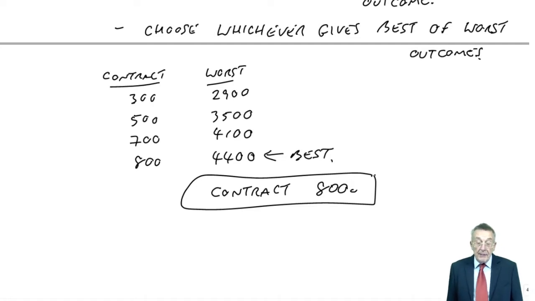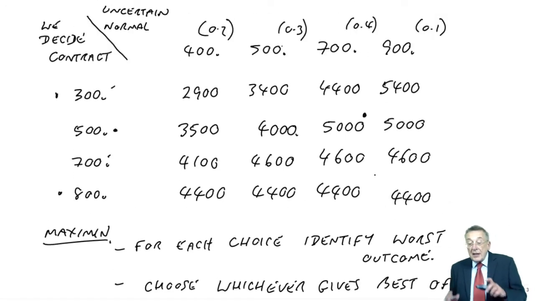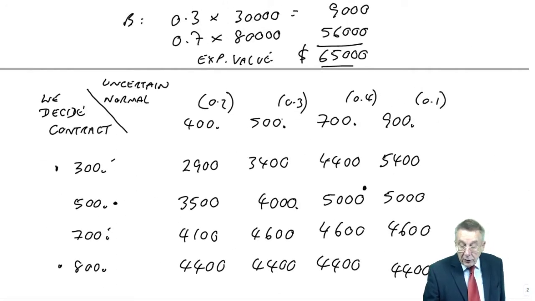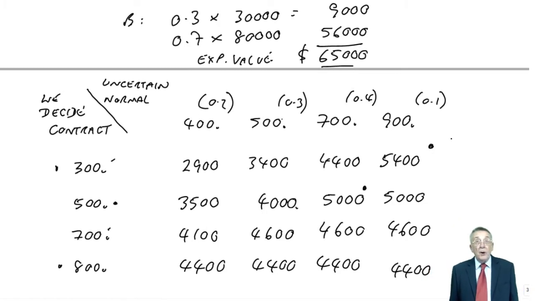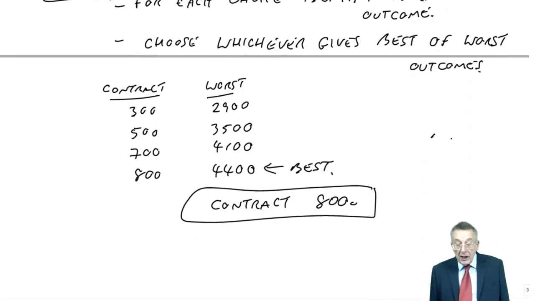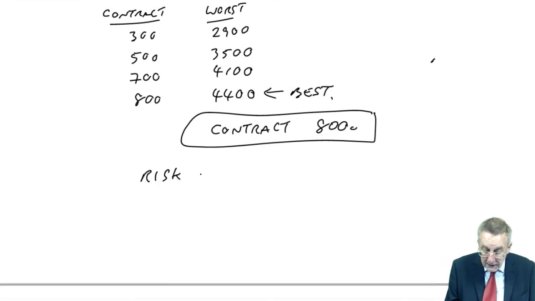I gave the logic before, but let me repeat it. By contracting 800, you're guaranteed to get at least 4,400. You can't possibly do any worse. You've lost the chance of doing better. If we'd contracted 300 and demand had been 900, we could have got a lot more. So you've lost the chance of doing better, but you've guaranteed that you can't do any worse. And in fact, people who make the decision on that sort of basis, we say are risk avoiders.